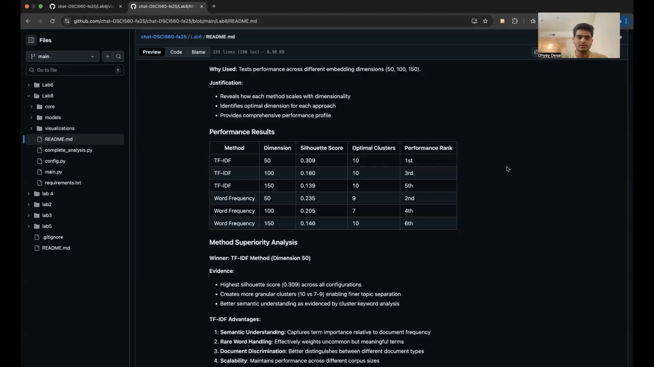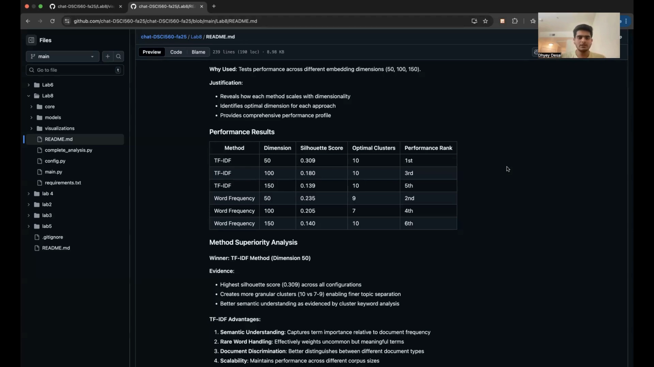Our project analyzes 300 Reddit posts from the programming subreddit using two different embedding methods. The first one is TF-IDF and the other is word frequency. We test each method across three dimensions, 50, 100, and 150, to find the optimal configuration. The goal is to cluster similar documents and evaluate which embedding method creates more meaningful clusters.